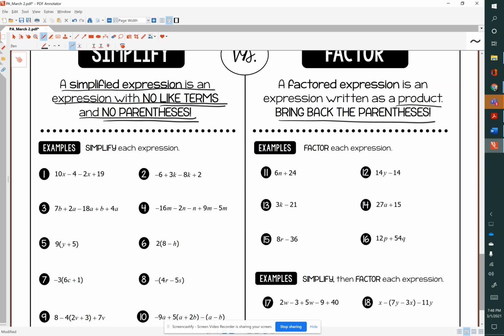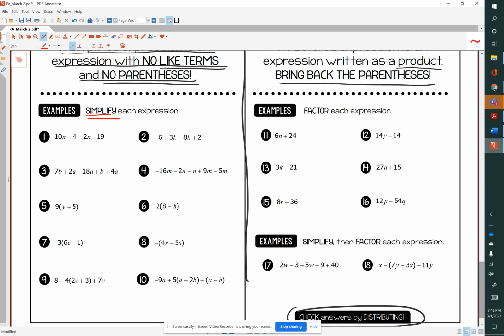So on the left side of this page, we're going to start with simplifying, and then on the right side of the page, we will factor. So on this left side of the page, 1 through 10, we will simplify each expression. So 10x minus 4 minus 2x plus 19. 10x minus 2x is 8x. Negative 4 plus 19 is 15.